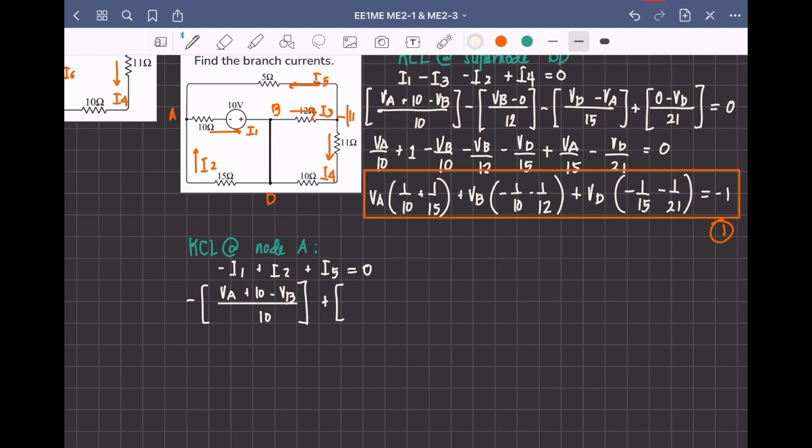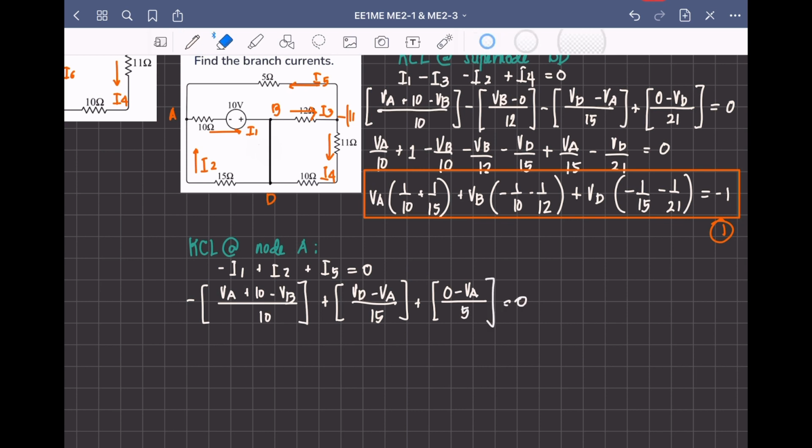So for I2, ang difference lang, hindi na 0. Kasi ito, kanina, 0 siya, 0 minus VA. This time, magiging VD na siya, no? So that's VD minus VA all over 15 ohms. Plus I5. I5 ngayon is galing na sa ground. Diba? Dito na siya galing. Papunta doon. So 0 ngayon yan. Okay, so you have, for I5, that is 0 minus VA all over 5 ohms. And then equate that to 0.